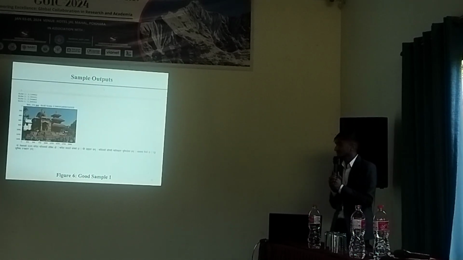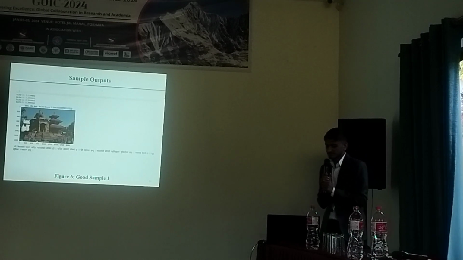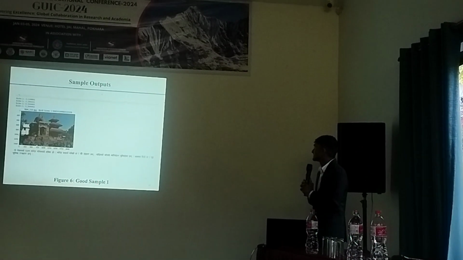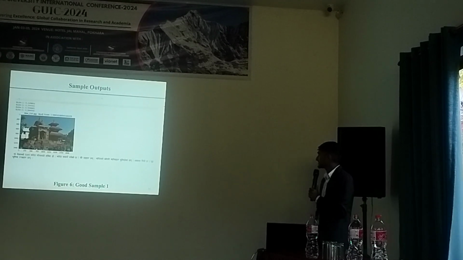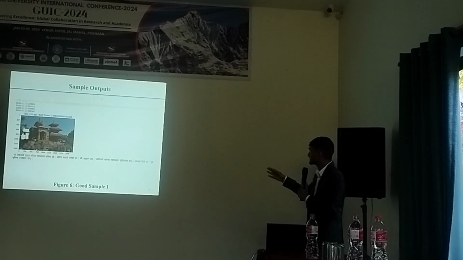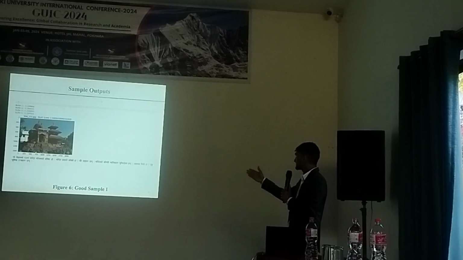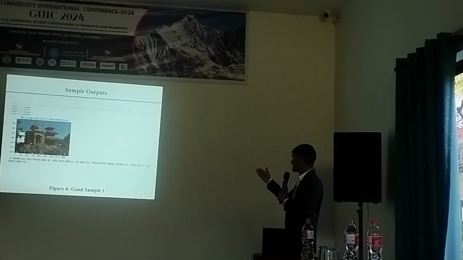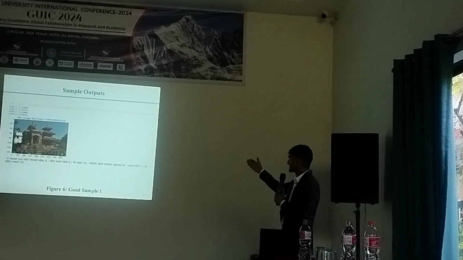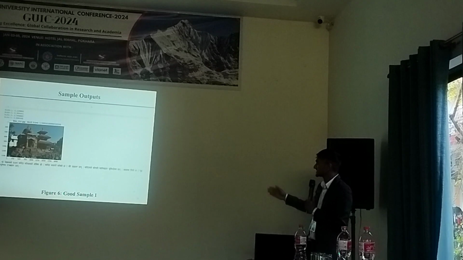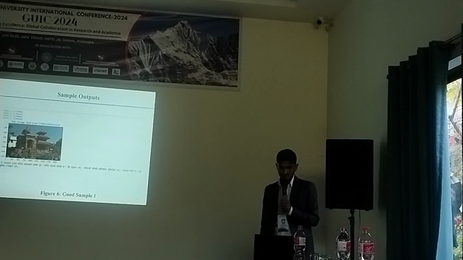So now let's discuss our sample outputs. It is one of our good samples. It is a temple. I don't know the temple name, but it recognizes that it is a temple. There are lots of people there, and the sky is blue. Then there is a tree around. It is saying the same in the Nepali language. You can also read it there.